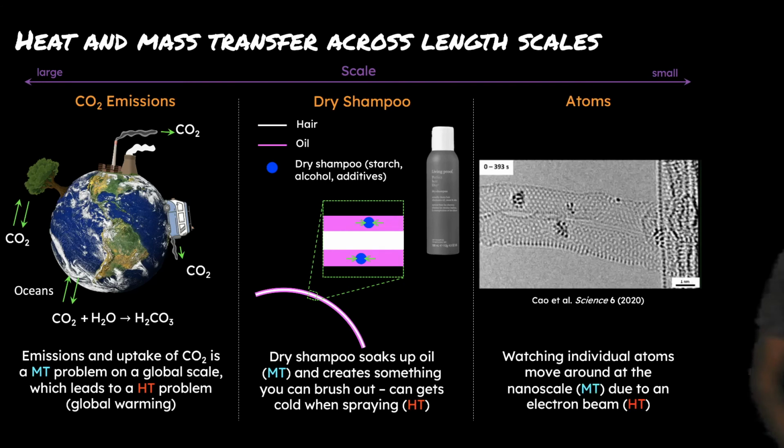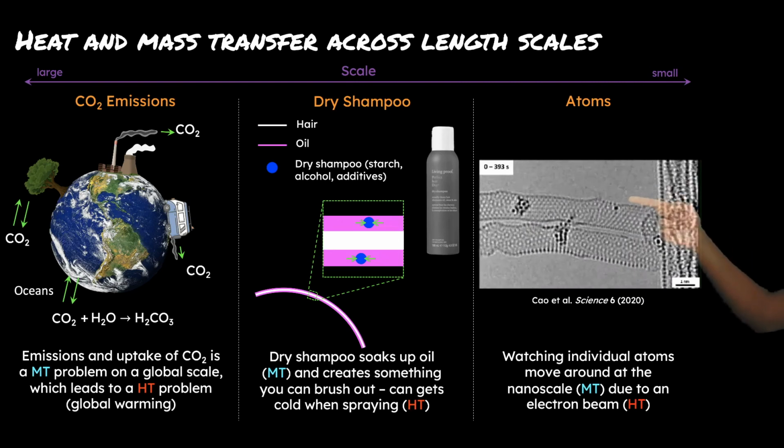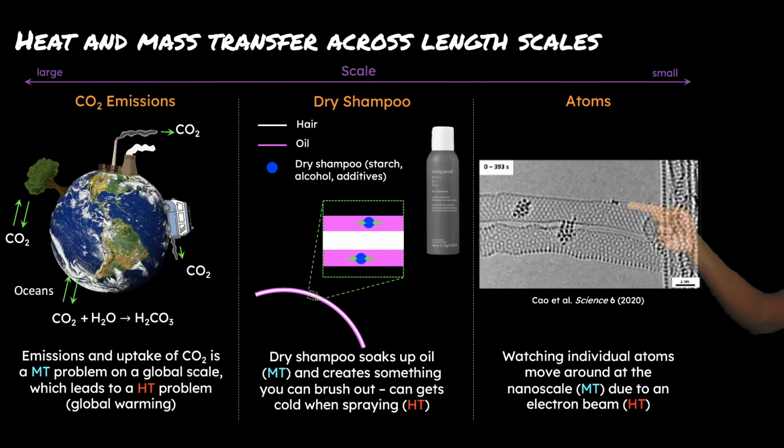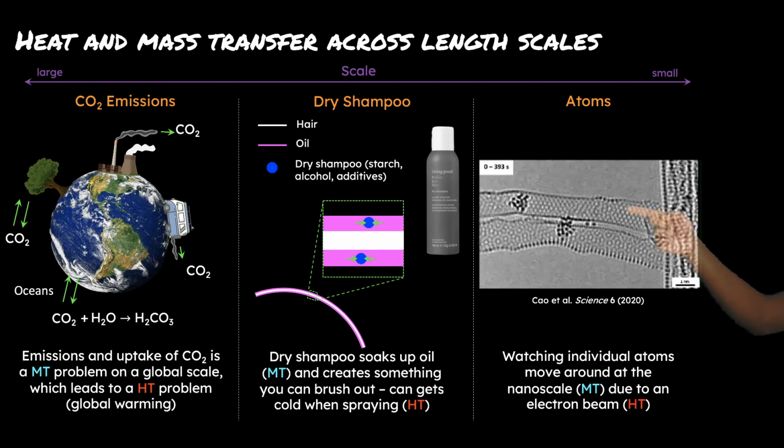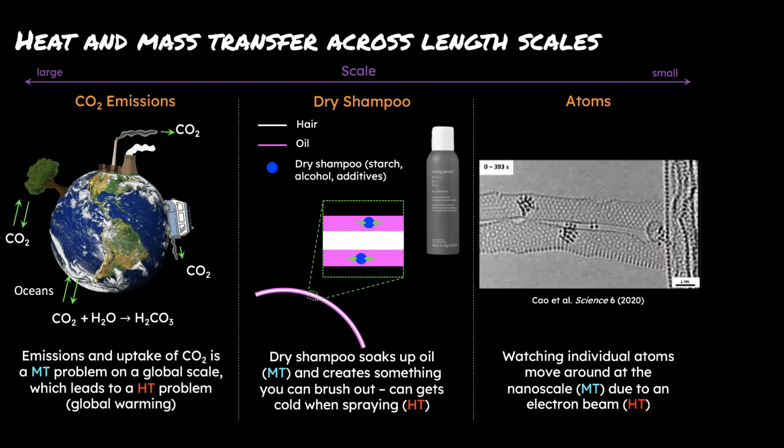We can consider now one more example, that of atoms that we can individually watch move around at the nanoscale. This is a transmission electron micrograph video, which shows how individual atoms can be watched in a microscope. Here's an example of two atoms, which we are watching move around on the surface of a carbon nanotube. These two atoms are rhenium atoms.